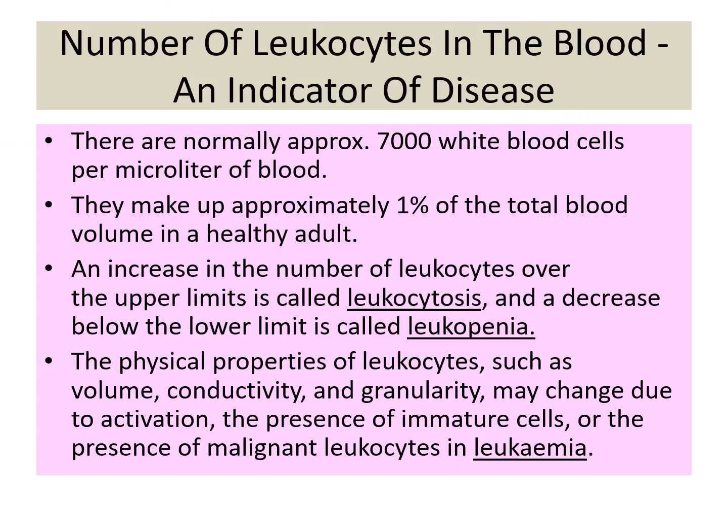The number of leukocytes in the blood is an indicator of disease. There are normally 7,000 WBCs per microliter of blood. They make up approximately 1% of total blood volume in a healthy adult. An increase in their number over the upper limit is known as leukocytosis, and a decrease below the limit is known as leukopenia. The physical properties of leukocytes such as volume, conductivity, and granularity may change due to activation, the presence of immature cells, and the presence of malignant leukocytes in leukemia.